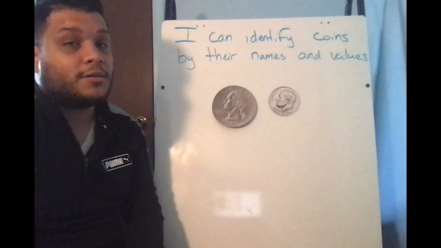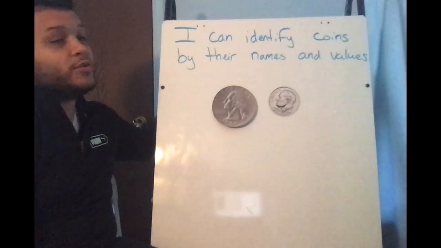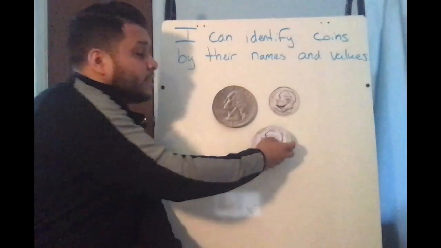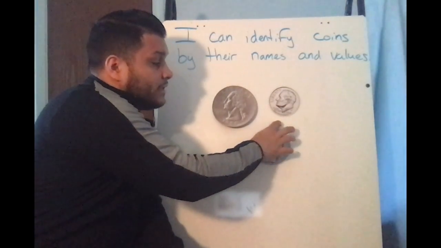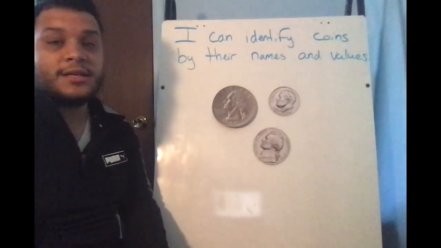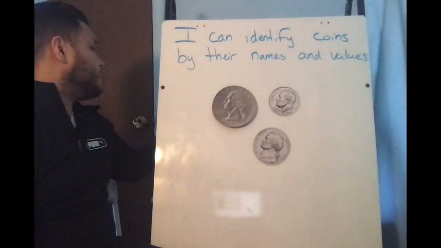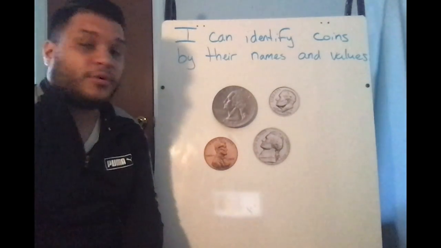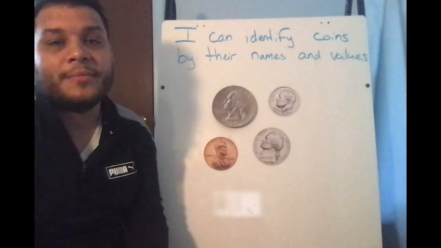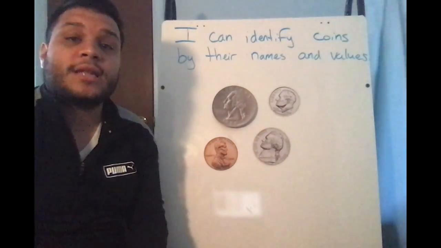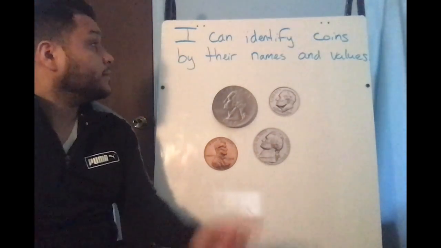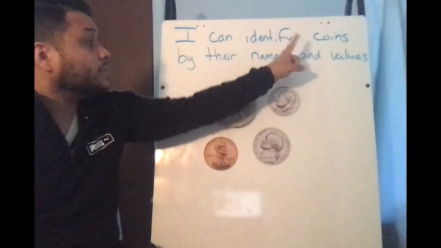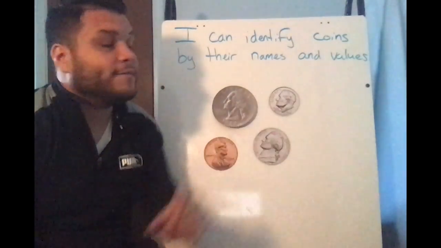Our third coin, who was also our third president, is our nickel. We have President Thomas Jefferson. And our last coin is our penny, who has President Abraham Lincoln, or as we like to call him, Honest Abe. So today we're going to be going over 2 things. Identifying coins by their names and values.